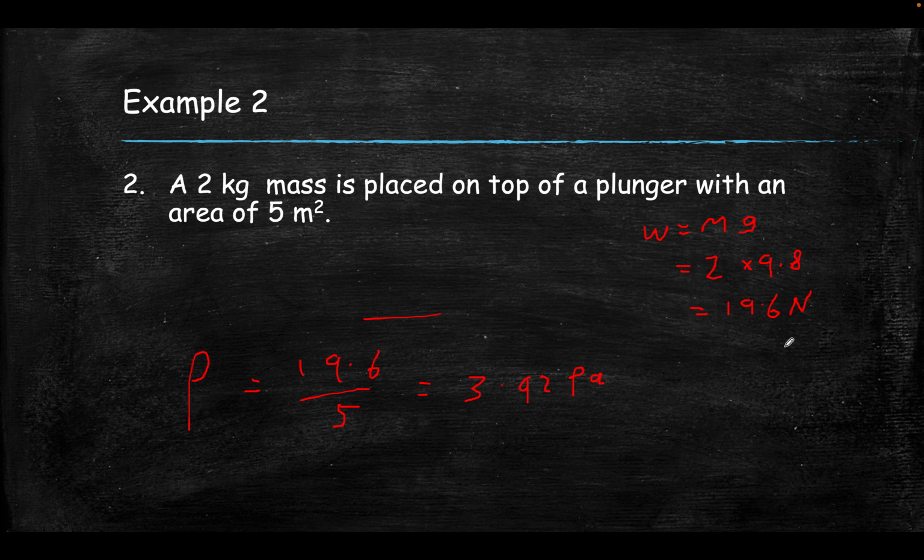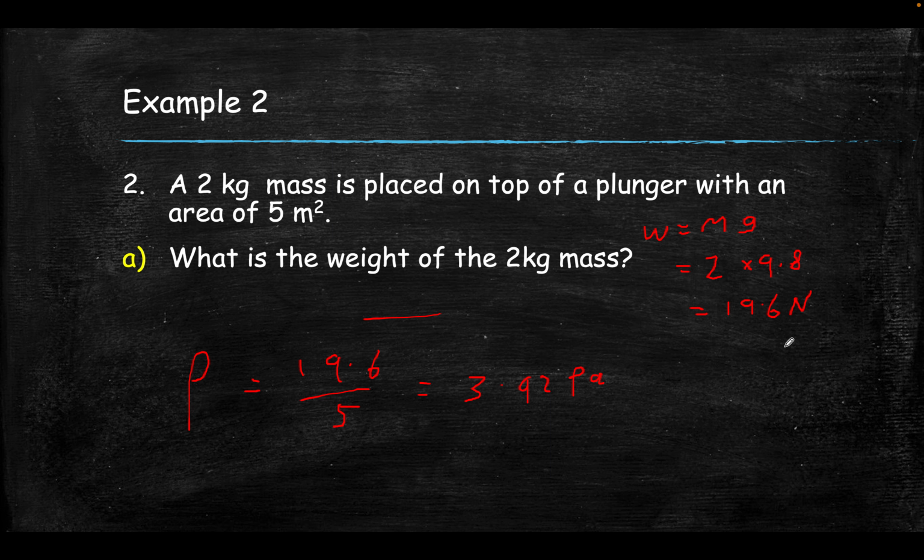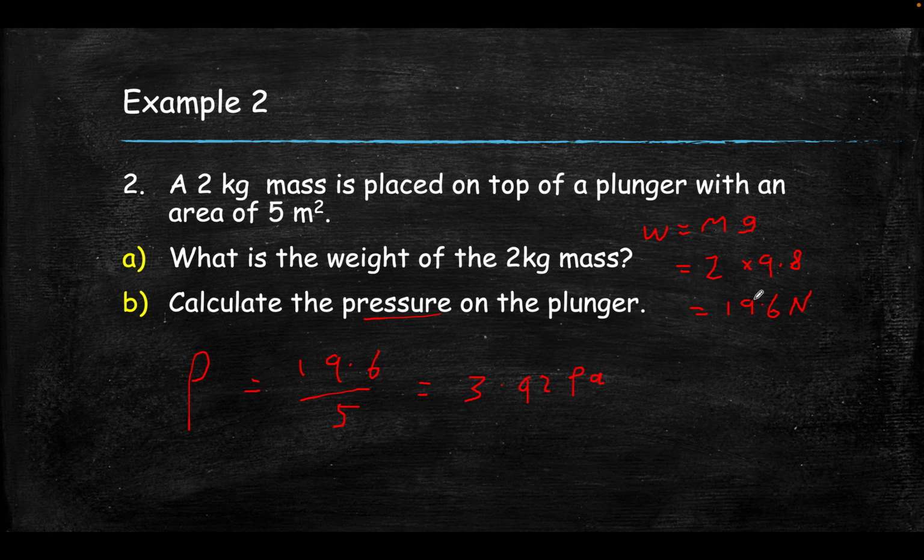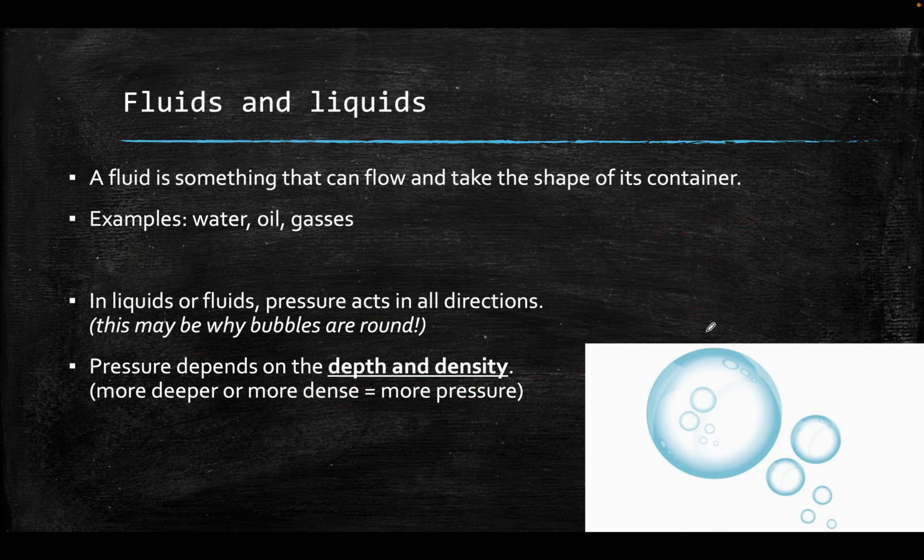Amazing. Here is question 2. A 2 kilogram mass is placed on top of a plunger with an area of 5 meters squared. What is the weight of the 2 kilogram mass? Well, like I mentioned in the previous question, W equals mg, 2 times 9.8, 19.6 newtons. Calculate the pressure on the plunger. You'll take that 19.6 and put it into the formula. P equals F over A, 19.6 over 5, and you'll get 3.92 pascals.